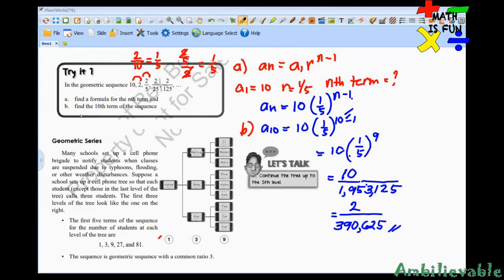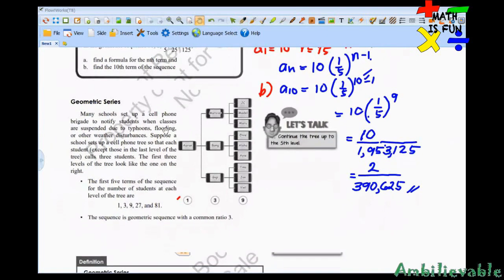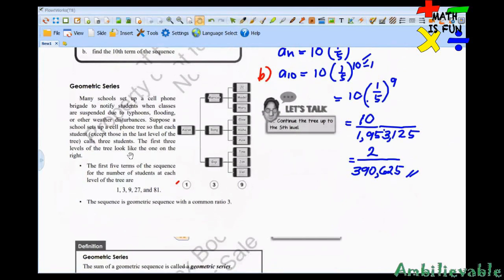Now, in an arithmetic sequence, we have the sum of the series, right? So, with the common difference. Also, in a geometric series, we also have a sum, right? And we will be having the formula. Let us try this. Many schools set up a cell phone brigade to notify students when classes are suspended due to typhoons, flooding, or other weather disturbances.